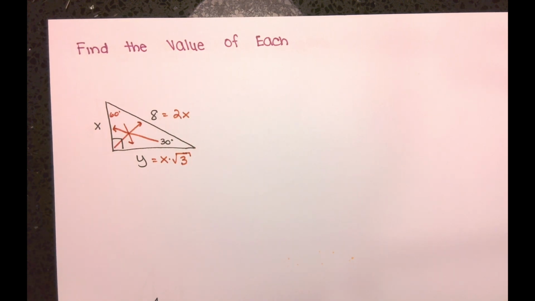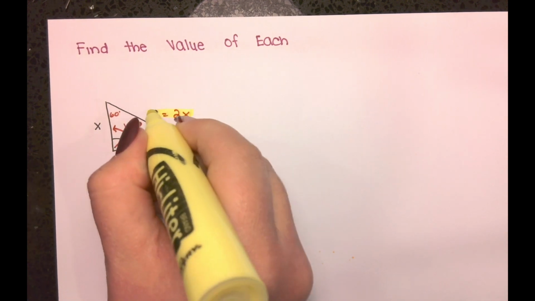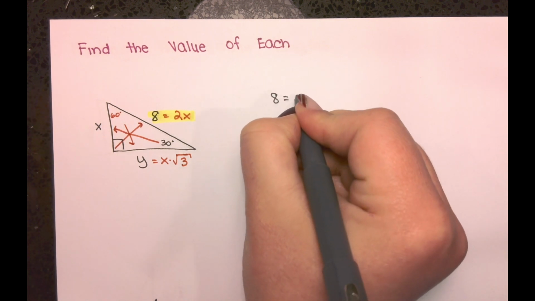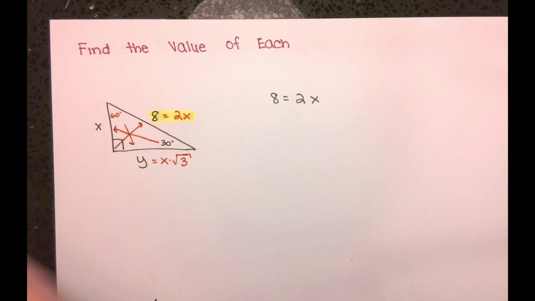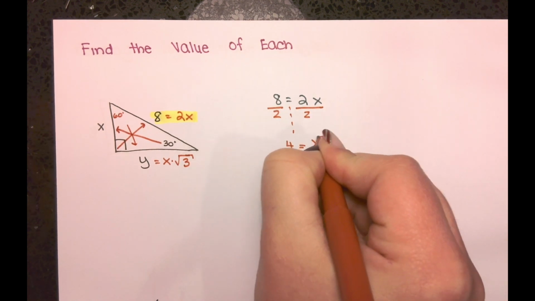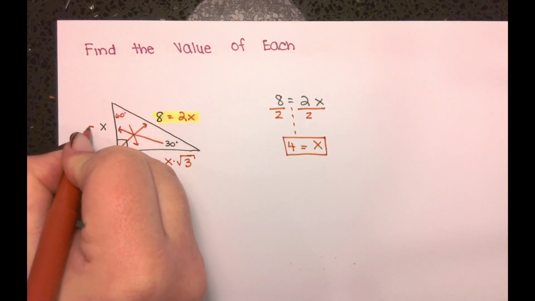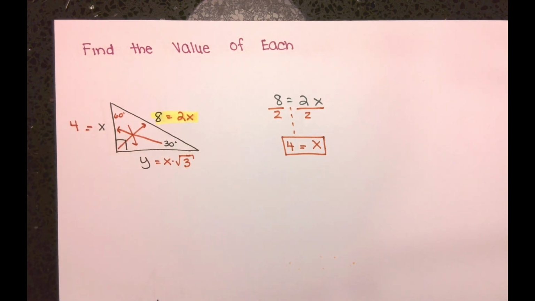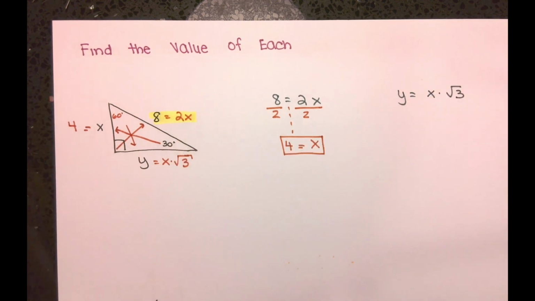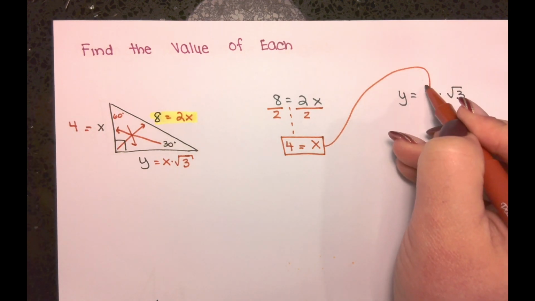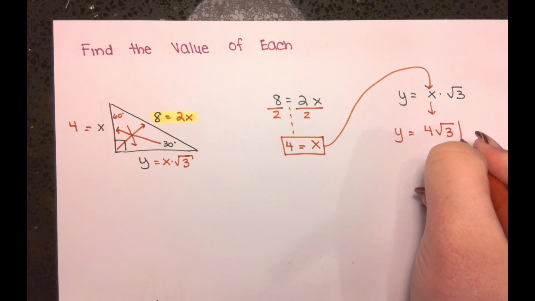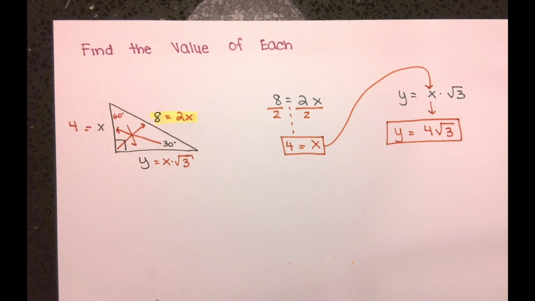Set up your mini equation. In this case, our mini equation is this one, which is bringing me a lot of joy because even though I have to do something to solve for x, it's just dividing by 2. So that means x is 4. So now y is equal to x times root 3. But if we know x is 4, we can just write it in front. And that's the answer there.